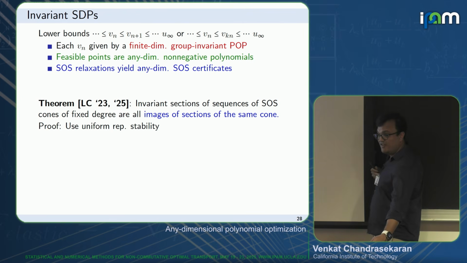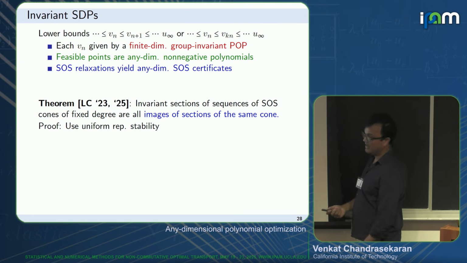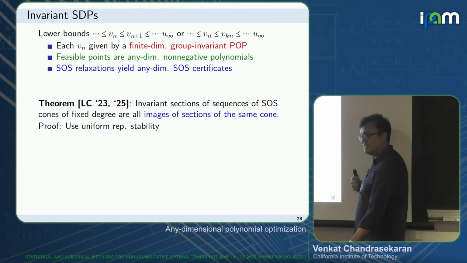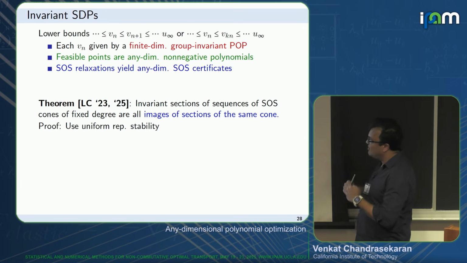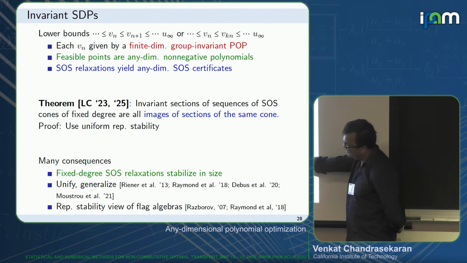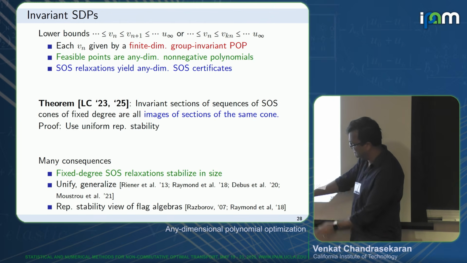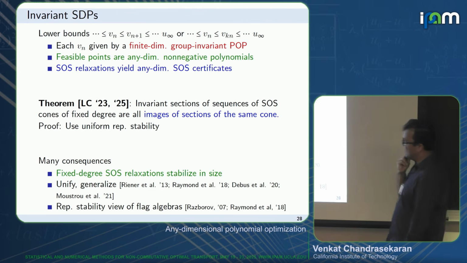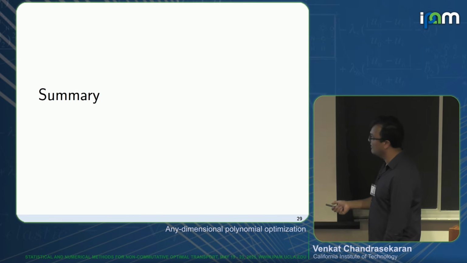So they don't grow in dimension as n on the lower bounding side increases because of the underlying invariance in relation across dimension. So even though the Vn problem is smaller in size than the n plus 1 problem, when you take SOS relaxations at a fixed level in the hierarchy, you get that these are all images of sections of the same cone. And so these SOS relaxations actually stabilize in size. This phenomenon has been observed in bespoke cases before. And so what we've done unifies and generalizes a number of results. It also provides a rep stability view on this notion of flag algebras in extremal combinatorics.